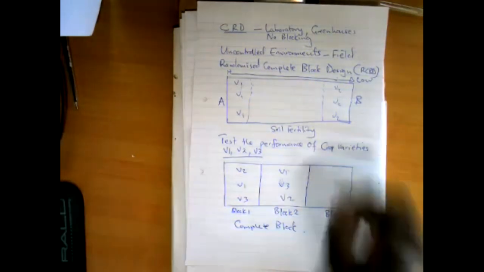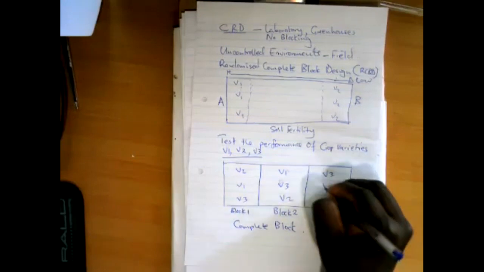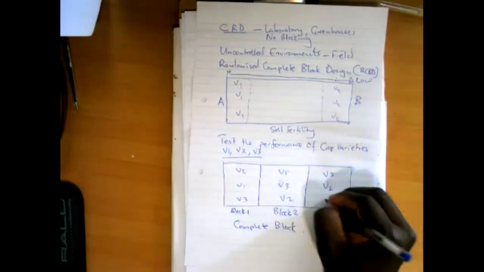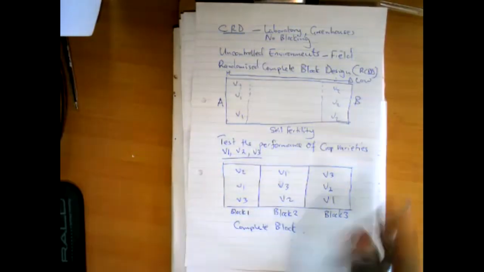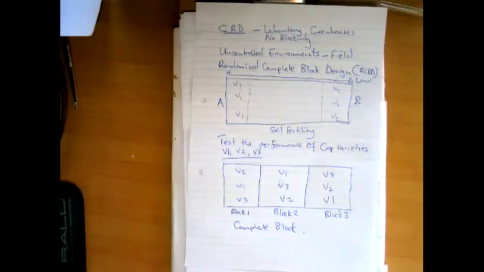In block 3, we will have, for example, V3, V2, and V1. This randomization results in a haphazard distribution of the treatments in the block. But the principle is that the block must be complete. Complete means each treatment must appear in that particular block. That is the meaning of complete.